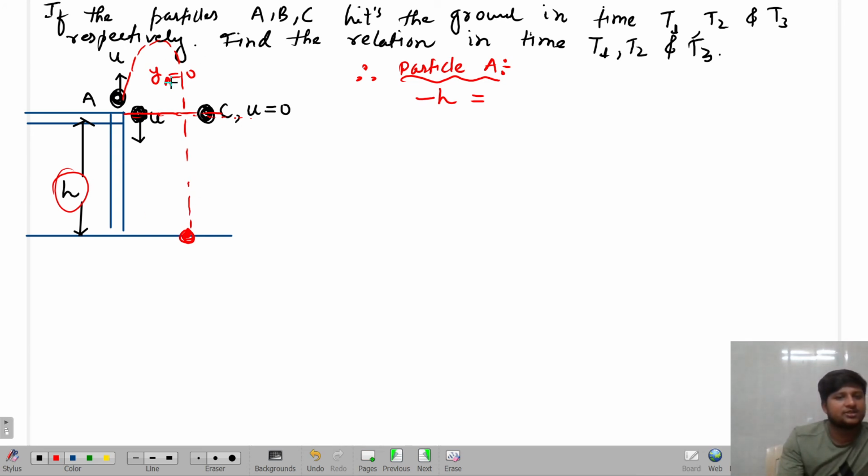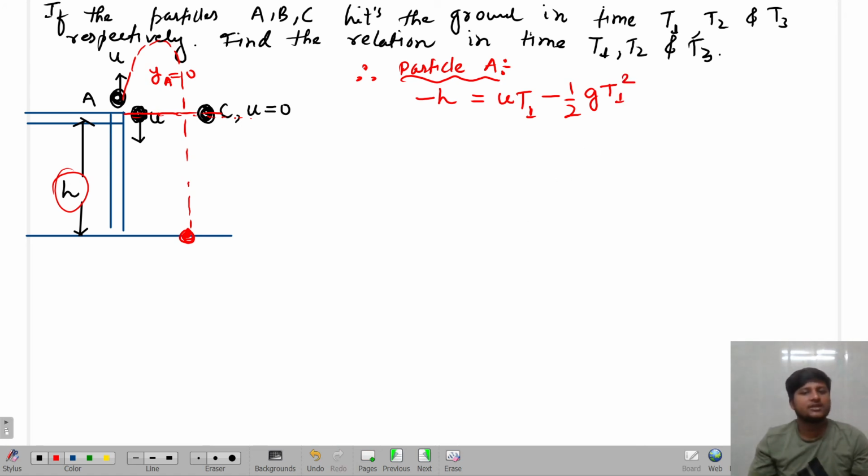And the upward displacement is 0. It is thrown with initial velocity u in the upward direction, so u into time t1. Particle A is reaching the ground in time t1. Now acceleration is always negative, so minus half g t1 square. So the equation is minus h is equal to u t1 minus half g t1 square. That is the equation for particle A.